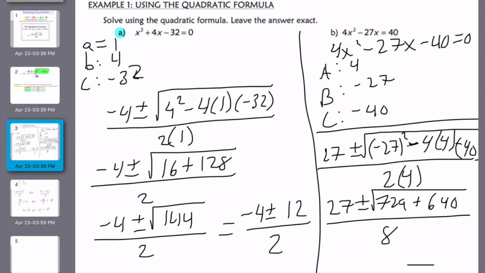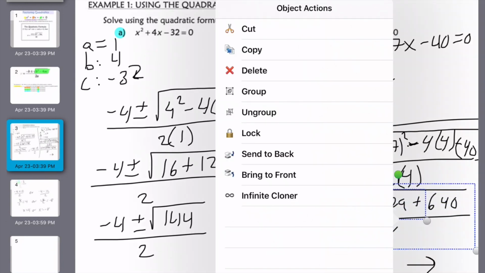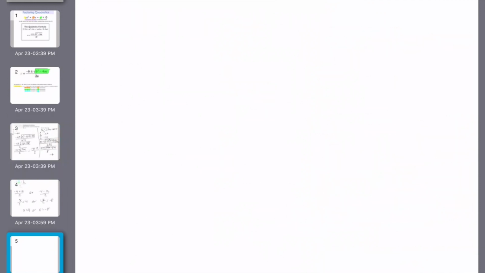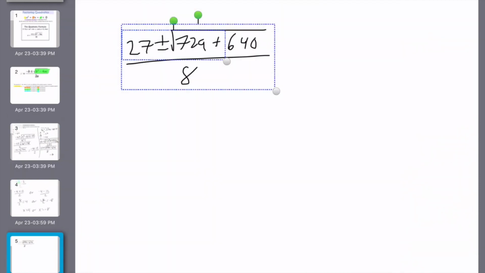And I'm going to move on to the next slide, or I'm actually going to go to my own slide. So I'm going to copy and paste this information. Let's see. Copy. Here we go.